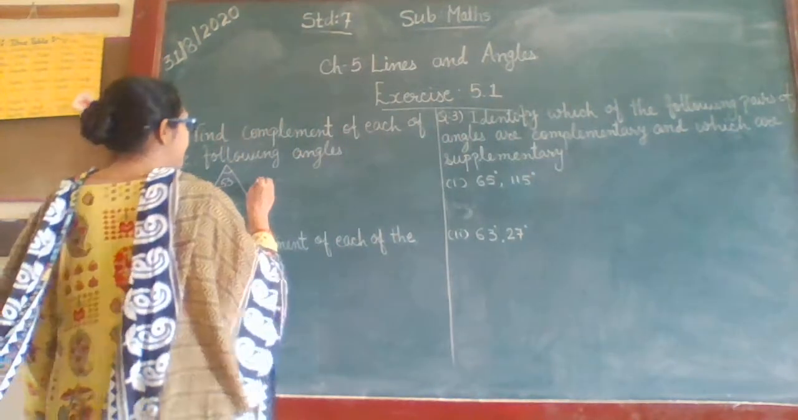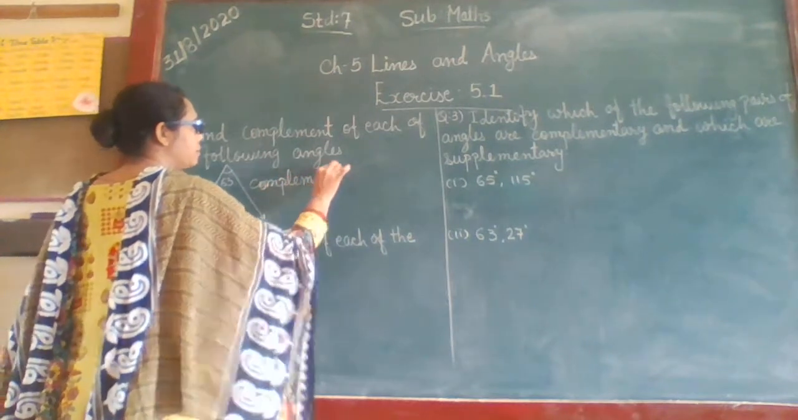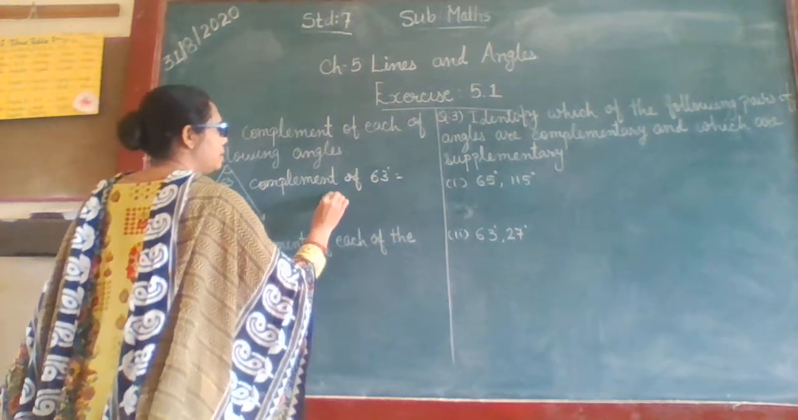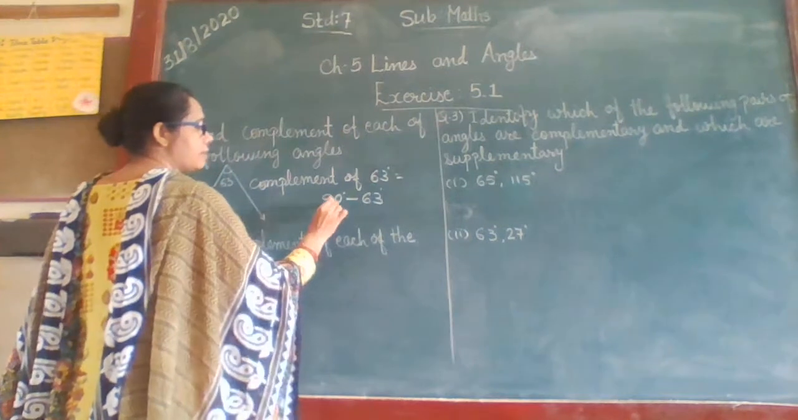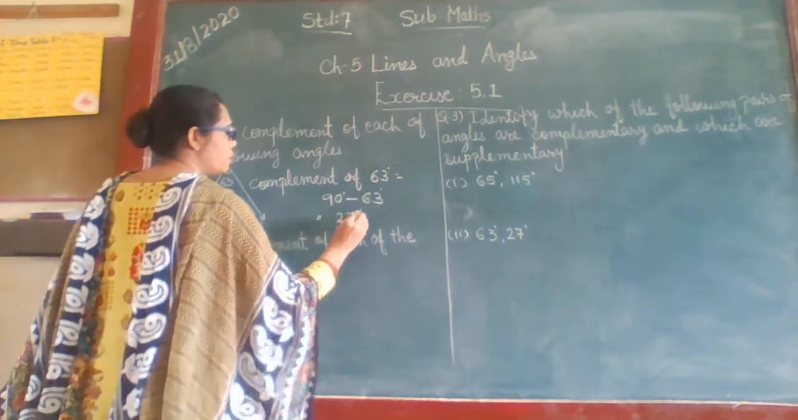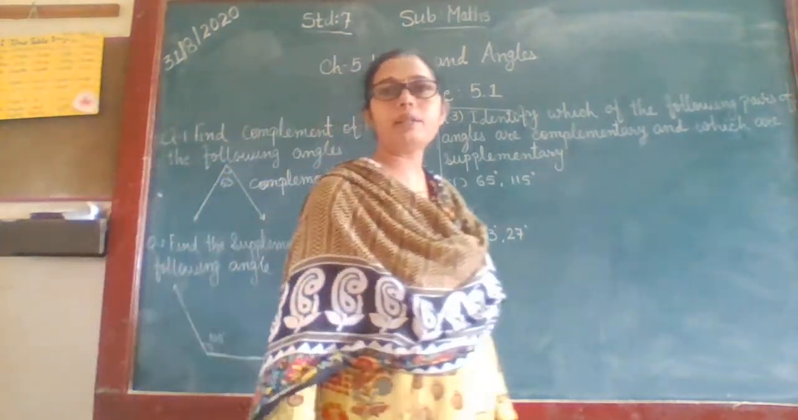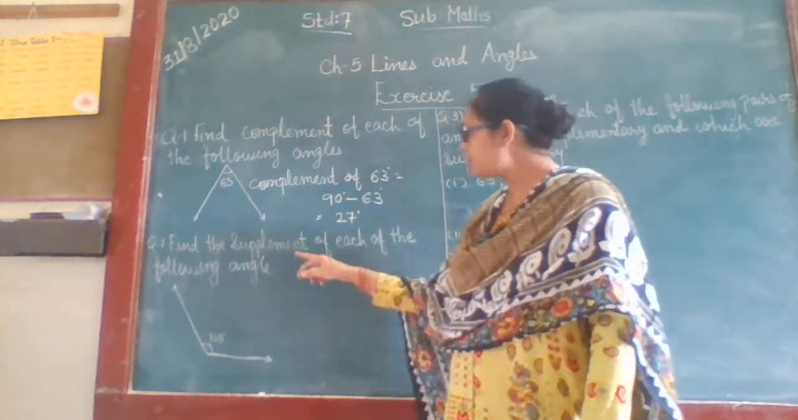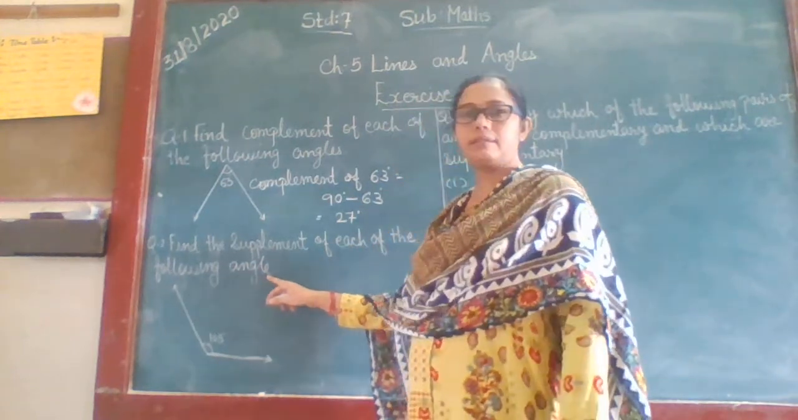So here I find the complement of 63 degrees is equal to 90 degrees minus 63 degrees. So 10 minus 3 is 7 and 8 minus 6 is 2. So the complementary angle of 63 degrees is 27 degrees.